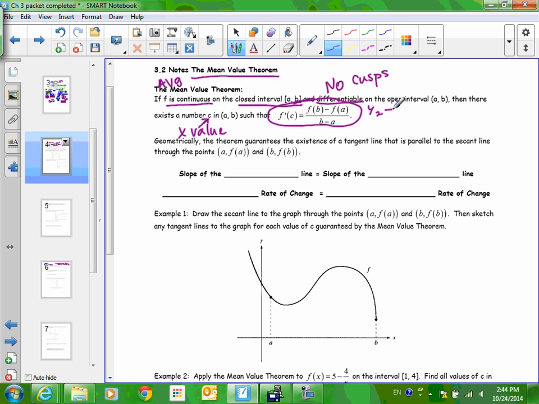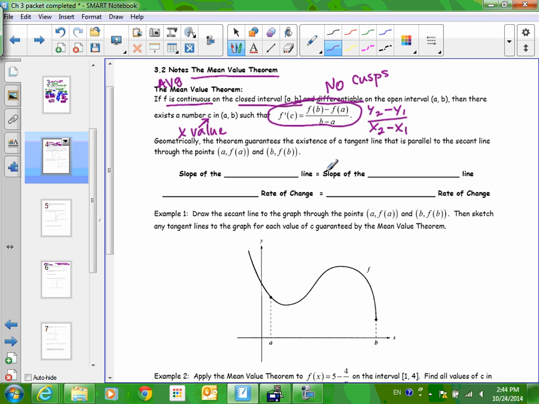This is the same as saying y2 minus y1, right? Because f of a and f of b, those are y values. A and b, those would be x values. What does this look like? Just regular slope. We could say it's the slope of a secant line. 2 points to be a secant line. That would be average rate of change.